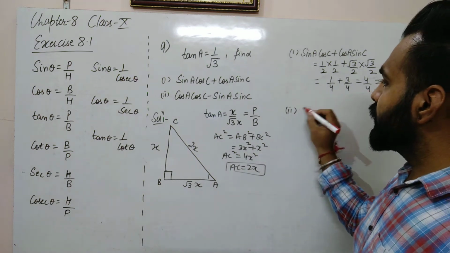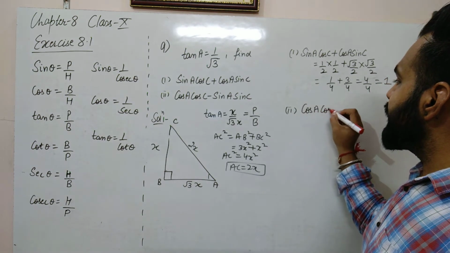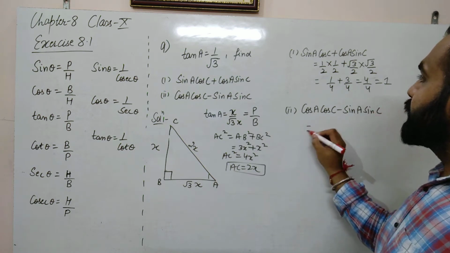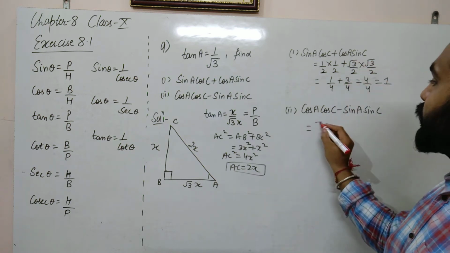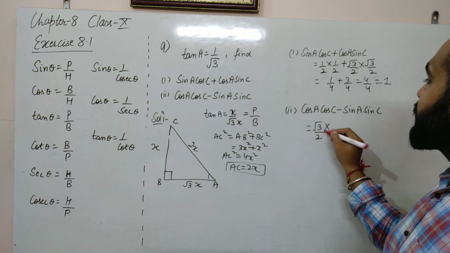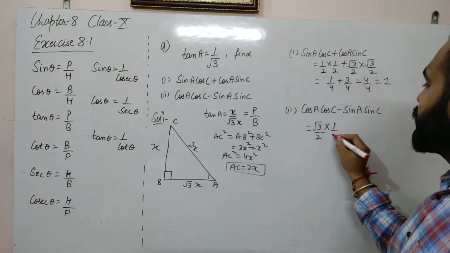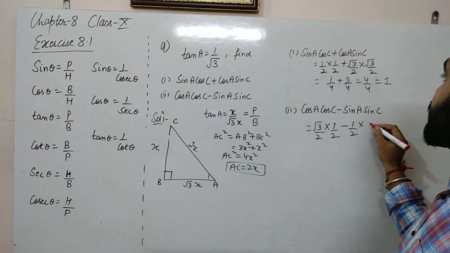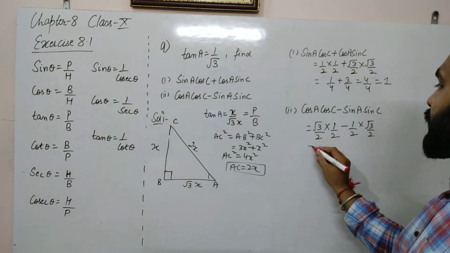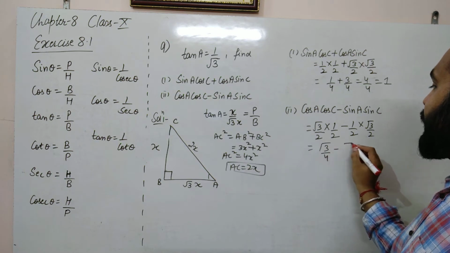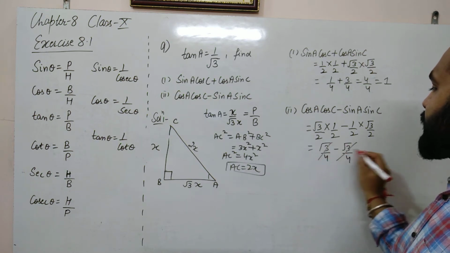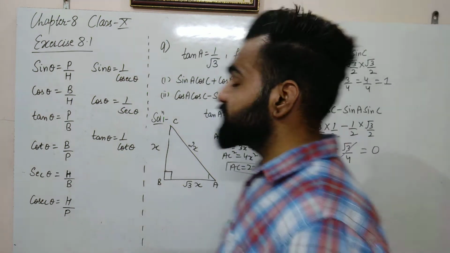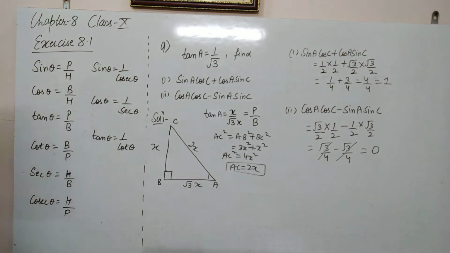Second part, cos A cos C minus sin A sin C. So what was cos A? Cos A is root 3 by 2. Cos C is 1 by 2, minus sin A is 1 by 2 and sin C is root 3 by 2. So this is root 3 by 4 minus root 3 by 4. This is equal to 0. So first part answer is 1 and second part answer is 0.